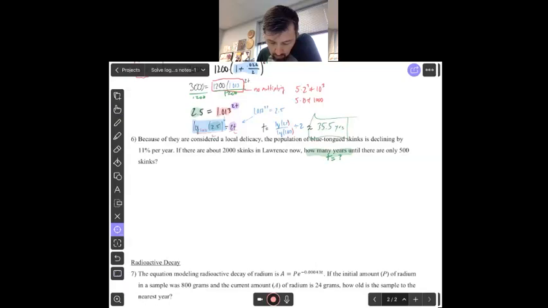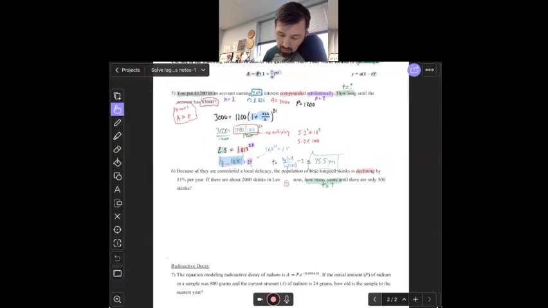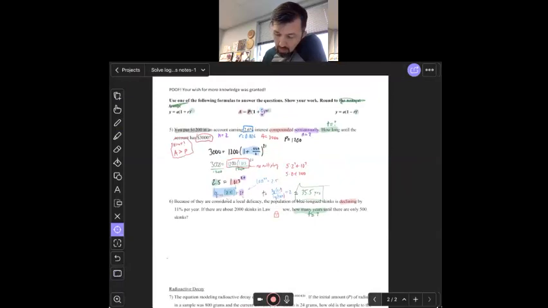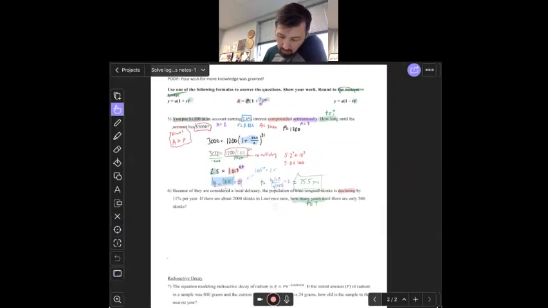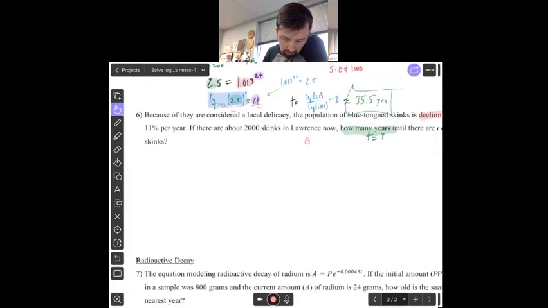because they're considered a local delicacy, the population of blue-tongued skinks is declining. There's an important word right there, by 11% per year. About 2,000 skinks in Lawrence now. How many years until only 500 left? So declining would tell me that I want to use this formula here. So I'm bringing that down real quick. So y equals a times 1 minus r to the t.